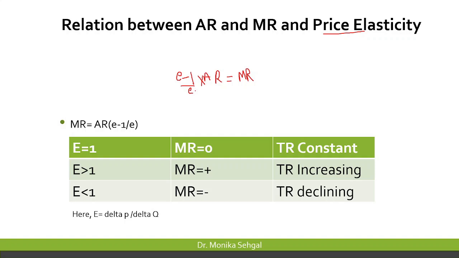When the elasticity of demand is equal to 1, then MR becomes 0. When the elasticity of demand is greater than 1, MR becomes positive. And whenever the elasticity of demand is less than 1, the marginal revenue becomes negative. Here elasticity of demand can be calculated as delta Q upon delta P.